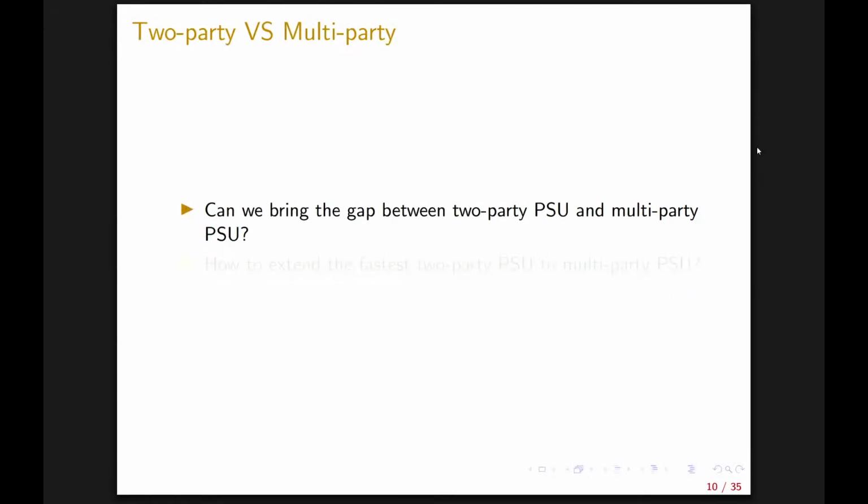To answer this question, we can go to another question: how to extend the fastest two-party protocol to a multiple-party protocol? Coming back to PSI a little bit: in PSI, if you have the fastest two-party protocol, you can plug it into the multiple-party setting and get an efficient multiple-party protocol. But that is still not the case for PSU, and I will show you why.